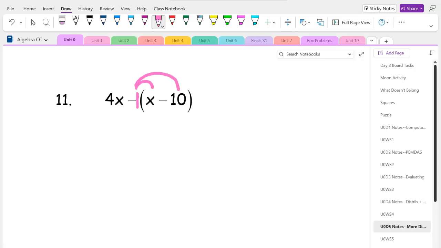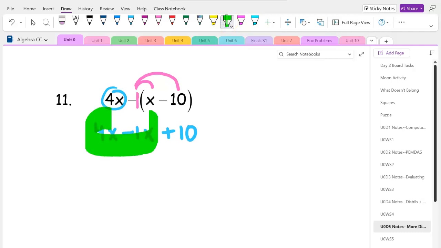The mistake people make is they want to distribute this guy. This guy is nowhere even near the parentheses, okay? That 4x is literally just hanging out. It's coming down, all right? We're not doing anything with it right now. You are distributing the negative 1 to give you a negative 1x, and then negative 1 times negative 10 is positive 10. Combine those like terms. 4x minus 1x is 3x, and then that plus 10 just comes down.